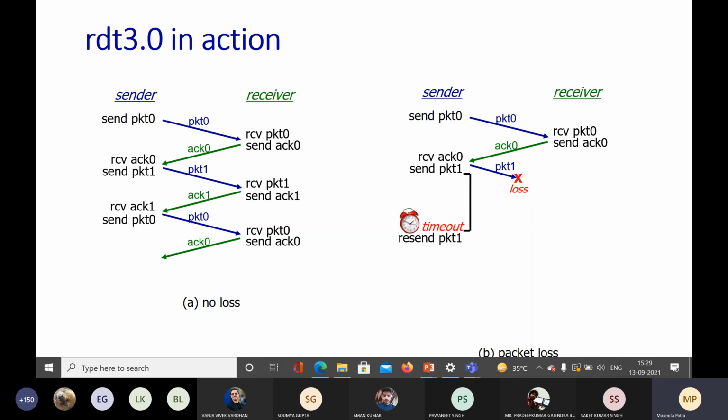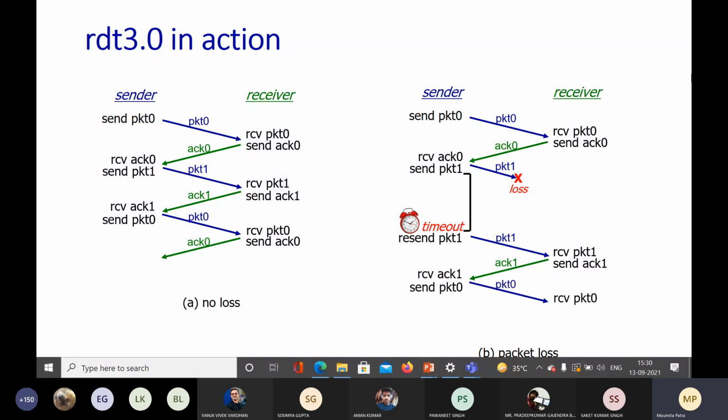Now, sender is going to wait for the timeout. Okay. So once it faces a timeout and it does not receive anything from the receiver side, it will assume that the packet has been lost. So it will retransmit the packet. That is, it is resending the packet number 1 to the receiver side.